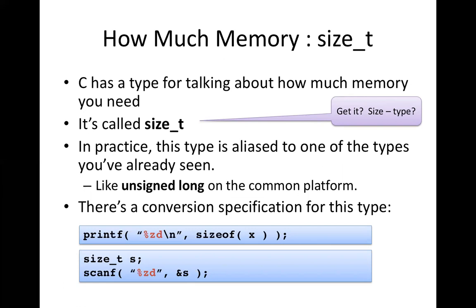On the common platform, that's really just another name for unsigned long. But for whatever platform you're on, if you need to hold the size of a thing in memory, they've got a specialized type just for doing that. If you want to print sizeof values, there's a conversion specifier for that, %zd. And you can also use that, I don't know if you'd ever need to do this, but if you needed to read input that was a size of something in memory, you could use that same conversion specifier.